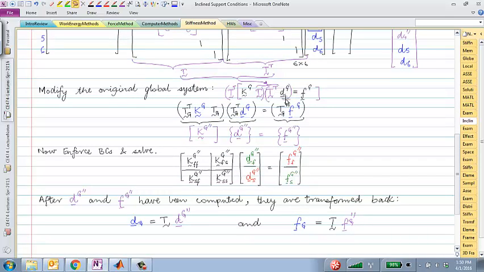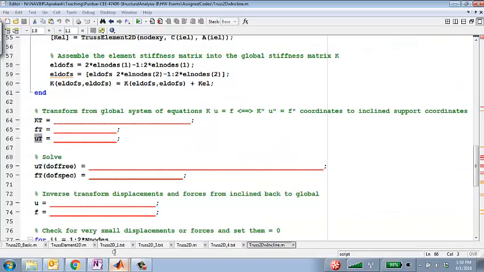Okay, so it's not too complicated there either. And then finally, you solve. This statement or these lines would be very similar to what is already there, but you would of course need to solve this system, not the original global system. And then after you solve it, you convert it back to the original global system. That's all that it needs, okay?